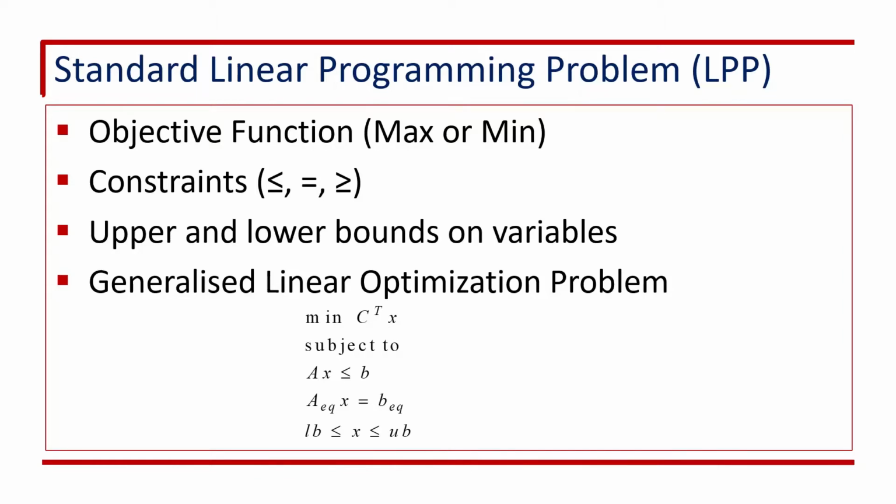Here x is the set of variables, c is the vector of variable coefficients from the objective function, A and Aeq are matrices obtained from coefficients of inequality and equality constraints respectively. b and beq are constant terms in these constraints. LB and UB are vectors of lower and upper bounds on the variables.